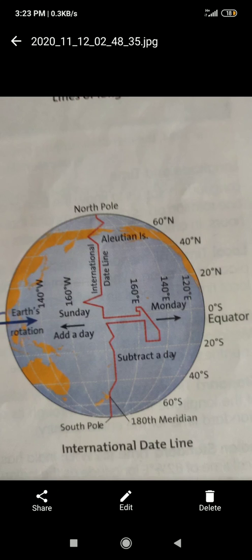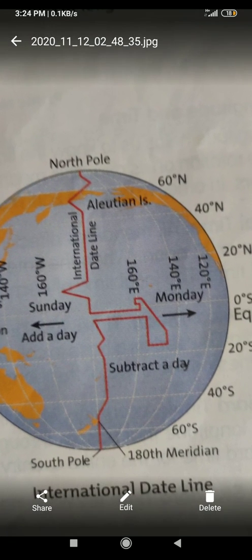So what does the international date line mean? This is an imaginary line that we have created, and it roughly follows the 180 degrees. You can see here, it is not straight, it is somewhat zigzag or roughly drawn. It is exactly opposite of the prime meridian.